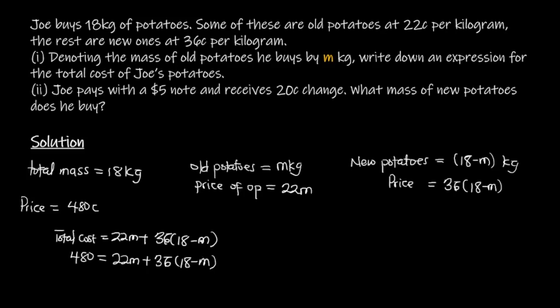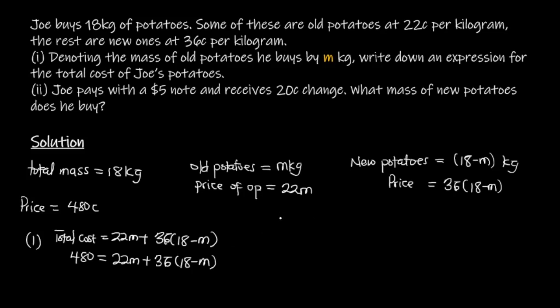Alright, so now we have an equation. So the first expression, this is the solution for I, total cost. So we have 480 is equal to 22m plus 36 into bracket 18 minus m. This becomes the equation denoting the mass of the potato, both old and new, and then the price. All right, so let's go ahead and solve this equation and get our answer.